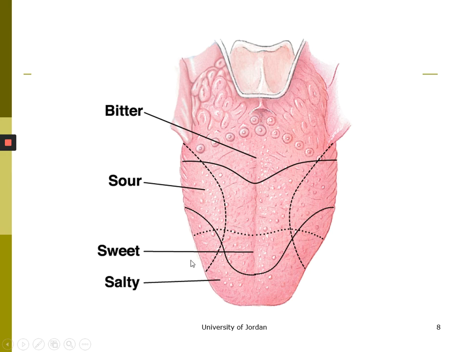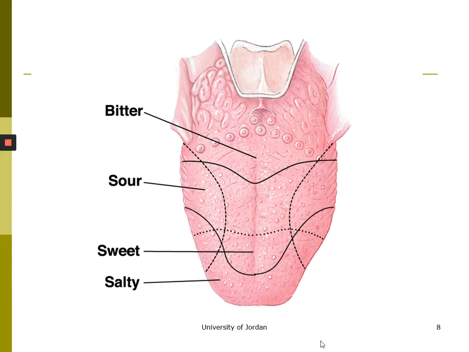Sour is in the lateral aspect of the tongue, and the anterior tip of the tongue is sweet and salt. Remember, kids, when they want to lick ice cream, or when we want to lick ice cream, we lick the ice cream with the tip of the tongue.